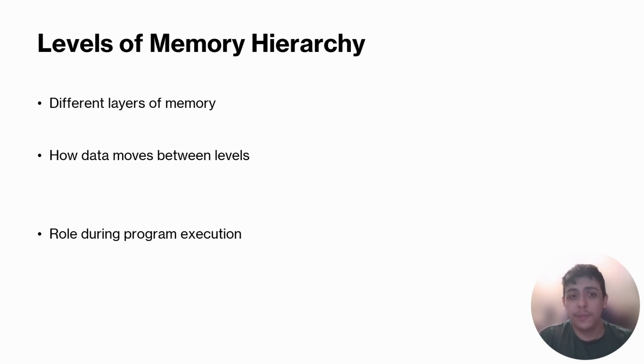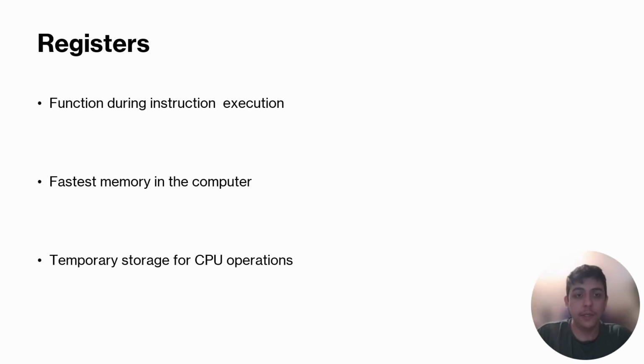So during program execution, the data moves between these levels depending on what the CPU is going to need. Frequently used data is stored in faster memory so the processor can access it quickly, while less frequently used data remains in larger storage devices until that is needed. Okay, so now we have registers.